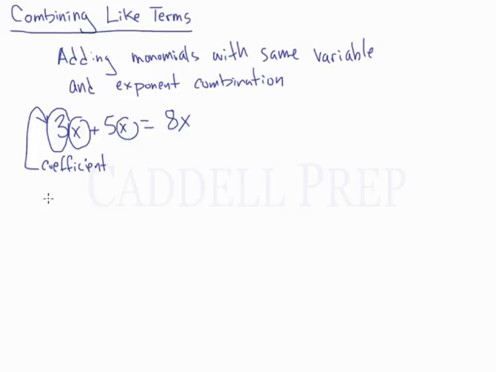Let's look at another example. 7x squared y plus 4x squared y. Alright, again, these are like terms. We have x squared y, x squared y. So when we combine them, we just add the coefficients. 7 plus 4 is 11, x squared y.